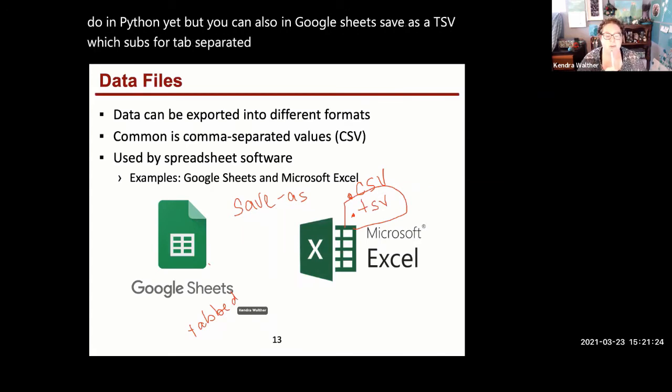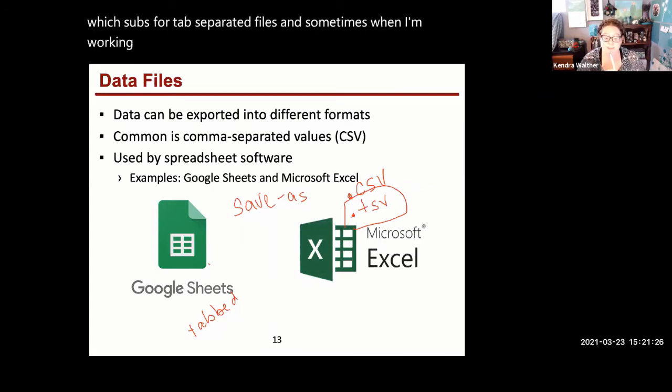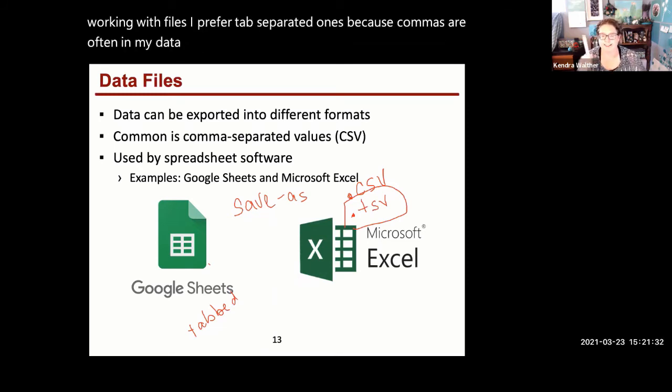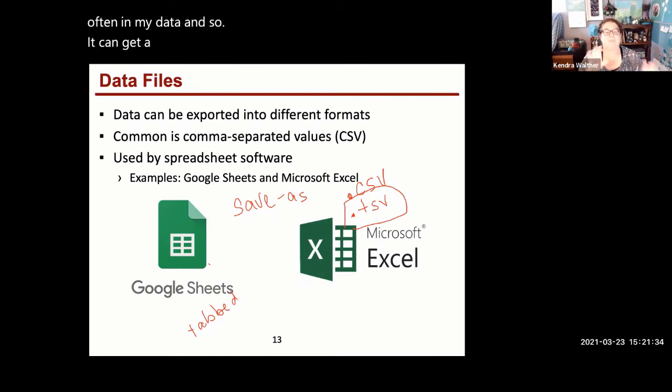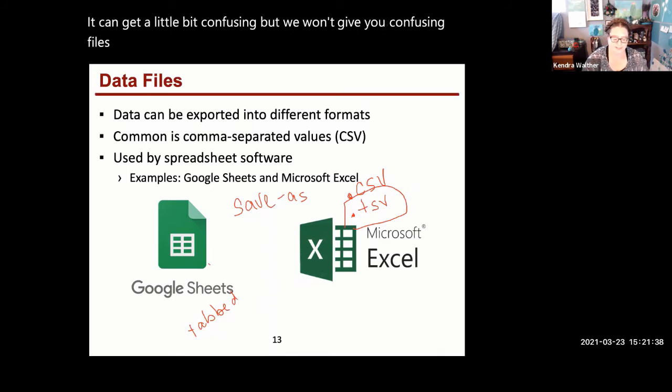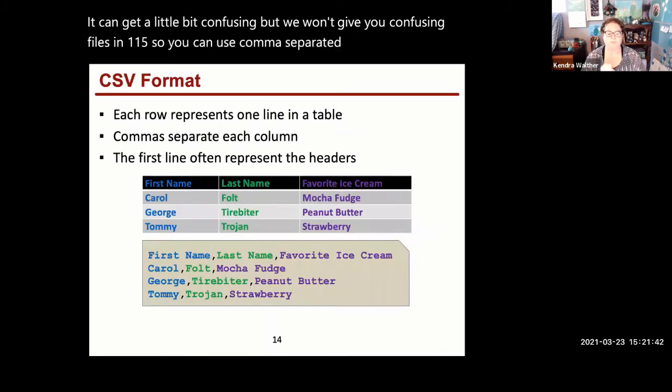And sometimes when I'm working with files, I prefer tab separated ones because commas are often in my data. And so it can get a little bit confusing, but we won't give you confusing files in 115. So you can use comma separated, which both programs do.